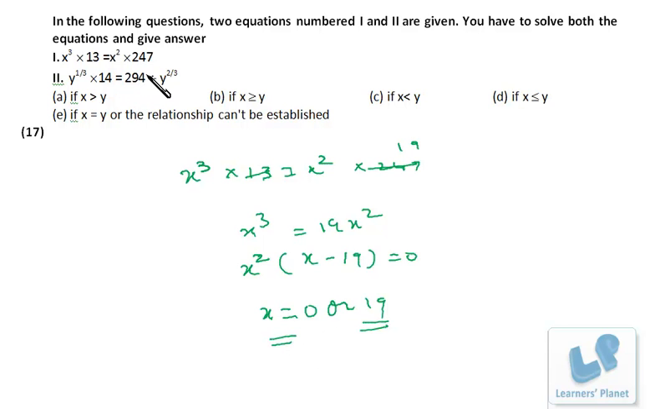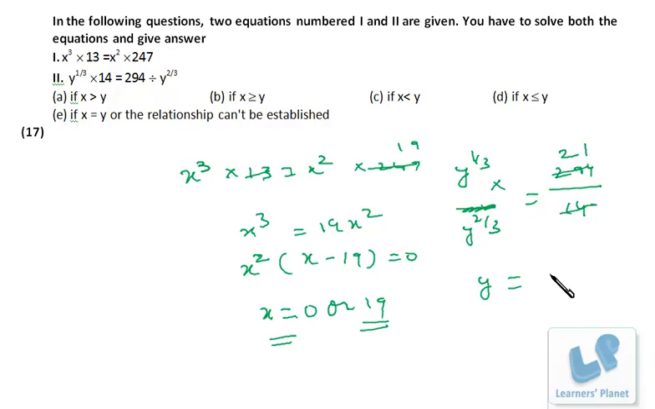Similarly, we can calculate the value of y as well. So it's y raised to 1 by 3 divided by y raised to 2 by 3 is equal to 294 by 14. I'm sorry, it is divided by over here, so it will be multiplied, right? So y raised to 1 by 3 into y raised to 2 by 3. So it's y is equal to 21. Okay, now x is equal to 0 or 19. In both the cases, y is greater than x, right? So x is less than y. I hope you are clear.